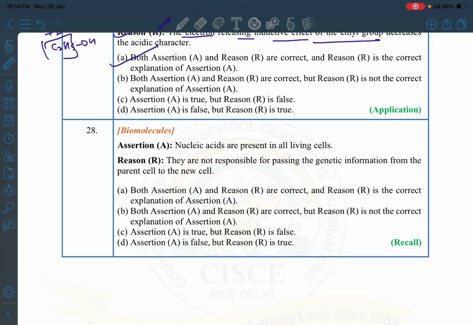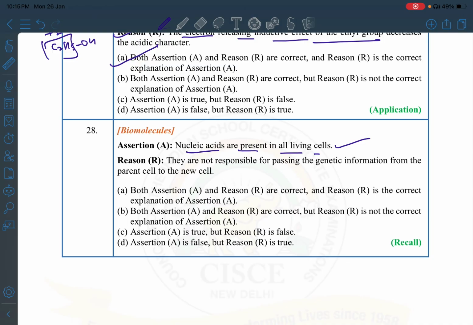Now for question 28: nucleic acids are present in all living cells. Yes, they are present in all prokaryotic and eukaryotic cells, all living things. So it is true. And the reason says they are not responsible for passing the genetic information from the parent cell to the new cell.